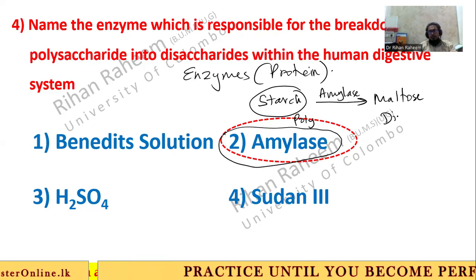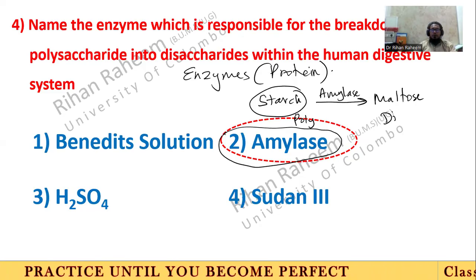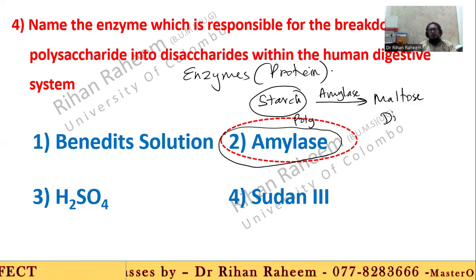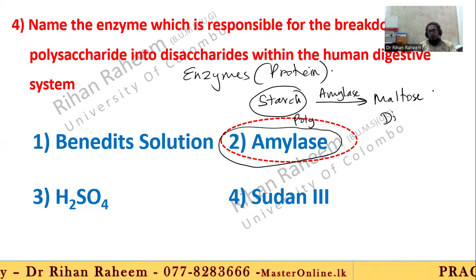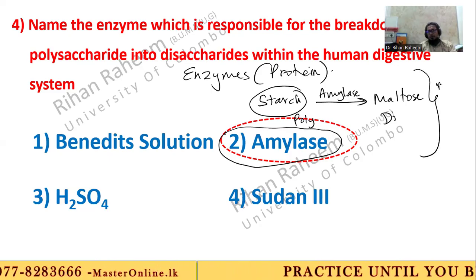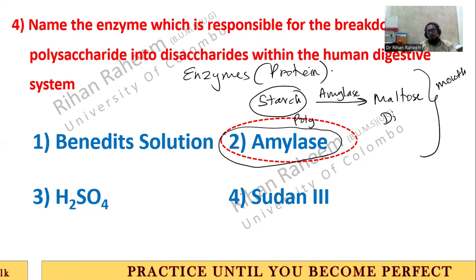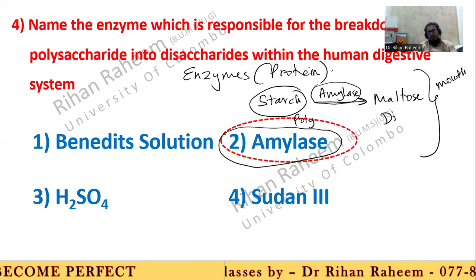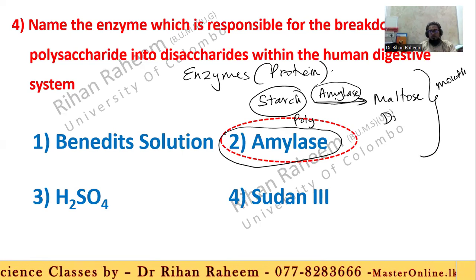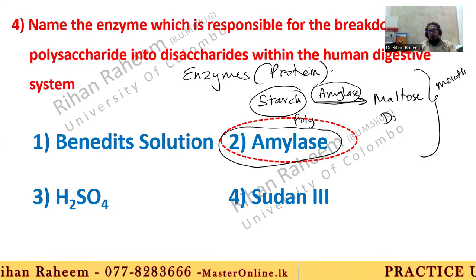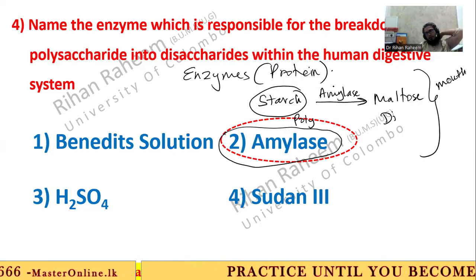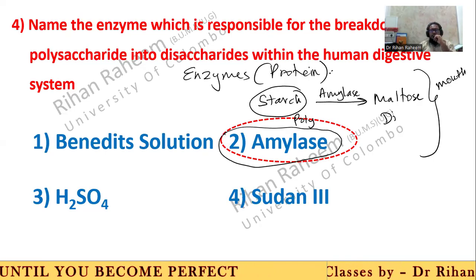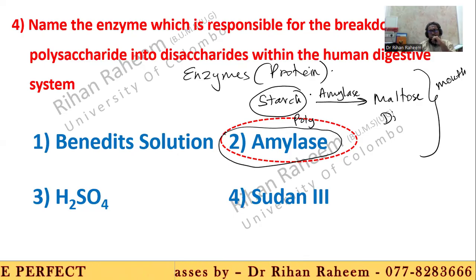So maltose is a disaccharide. The one which helps the polysaccharide, especially starch, to break down into disaccharide is the amylase enzyme. And also remember, this happens in our mouth because our saliva contains amylase. We call it salivary amylase. Closer to the small intestine, there is an organ called the pancreas that also produces amylase. That also can do the same thing.